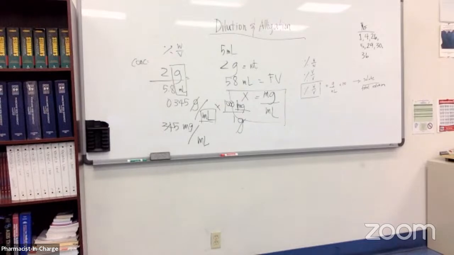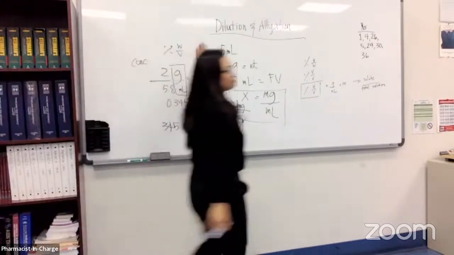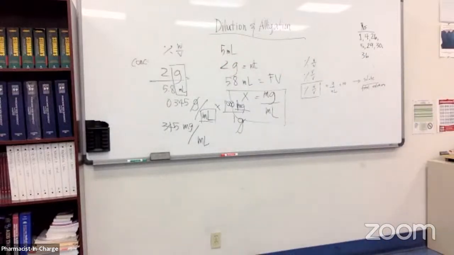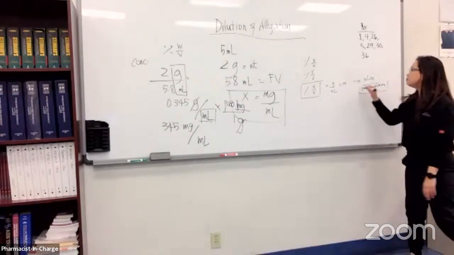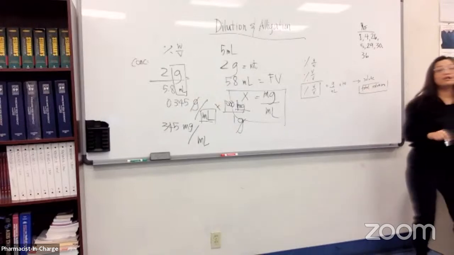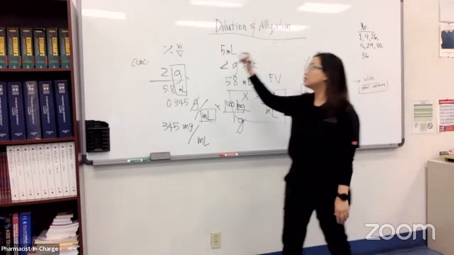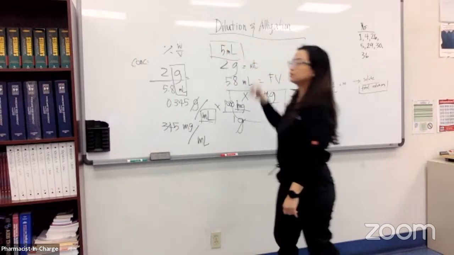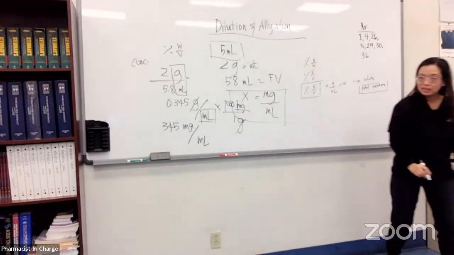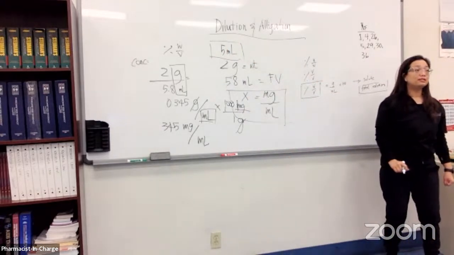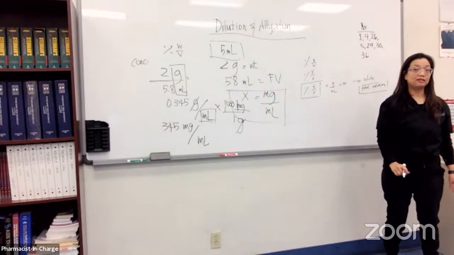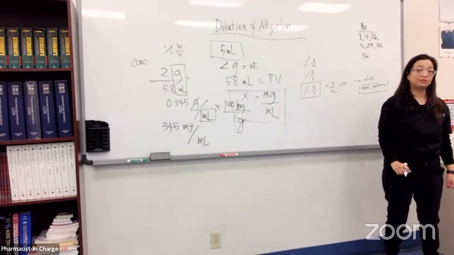What happens to the 5 ml? You don't need it. If you know the formula, the final volume will always be the total: total weight, total solution. This matters when it asks you about powder displacement. This is a common question on the board exam. What's powder displacement?